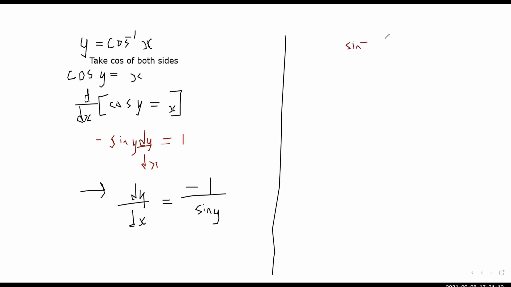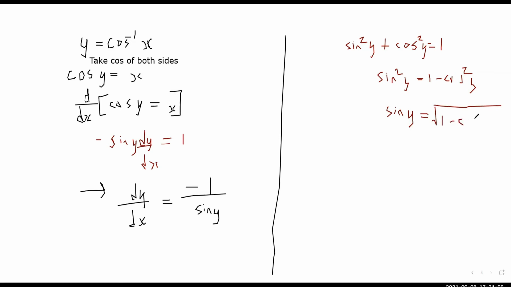Recall what we learned from unit 1: sine square of the variable y plus cos square of the variable y is equal to 1. If we transpose and make sine y the subject, we see that sine square y is equal to 1 minus cos square y. We know that identity. Then if we square root it, sorry for my poor handwriting, we end up getting sine y is equal to the square root of 1 minus cos square y. But look at this. We said that cos y is x.